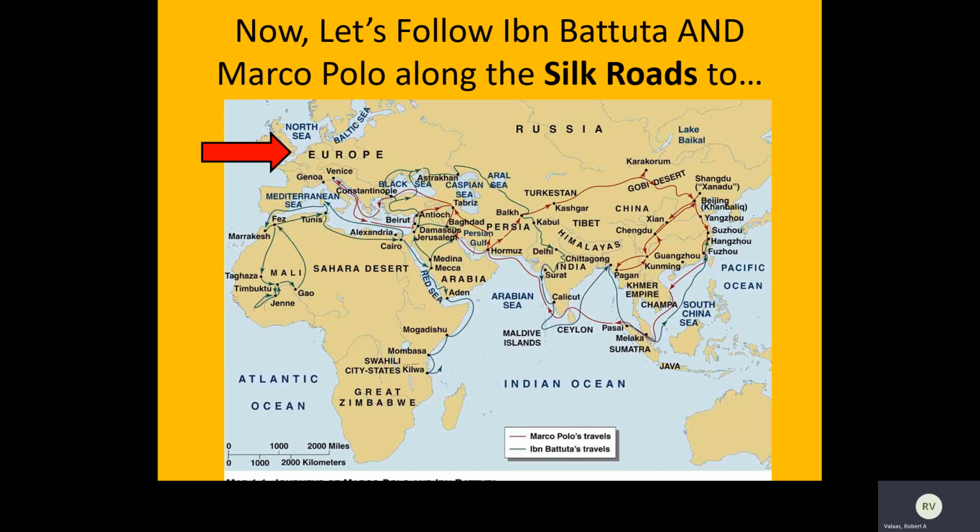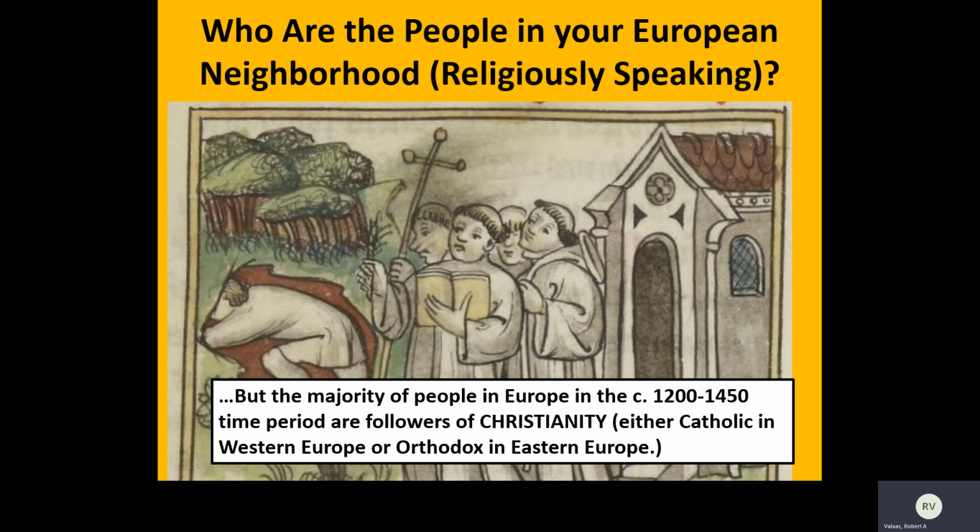We've got to leave East Asia behind too, just like the Black Death did, and just like the Black Death did, follow Ibn Battuta and Marco Polo along the Silk Roads, you can see that included in their travel here, to arrive in Europe, another one of the world's key 1200 to 1450 civilizations that we haven't yet visited. And when we arrive there, we should ask ourselves a question. Who are the people in your neighborhood? In your neighborhood, in your European neighborhood?